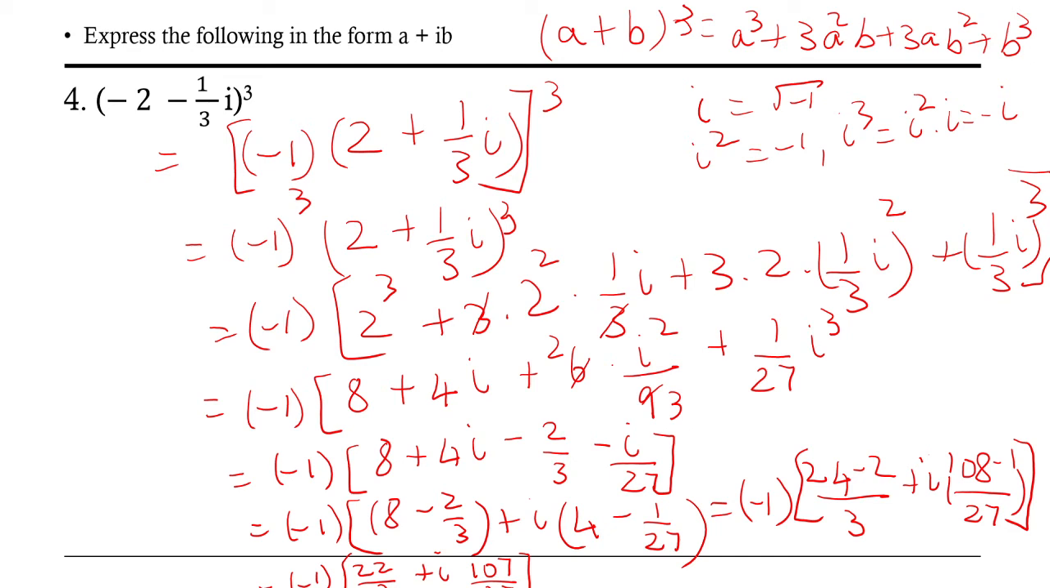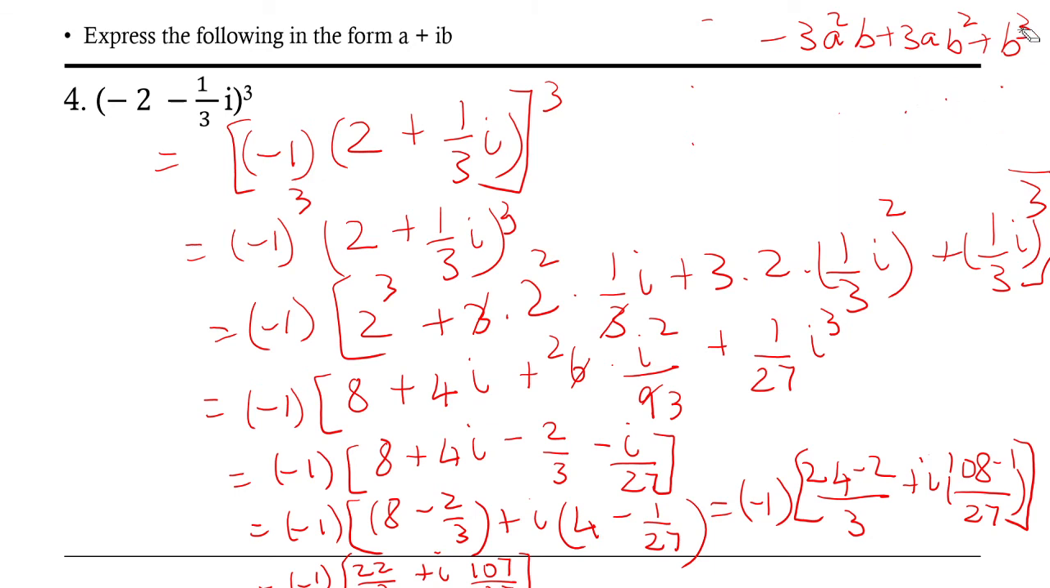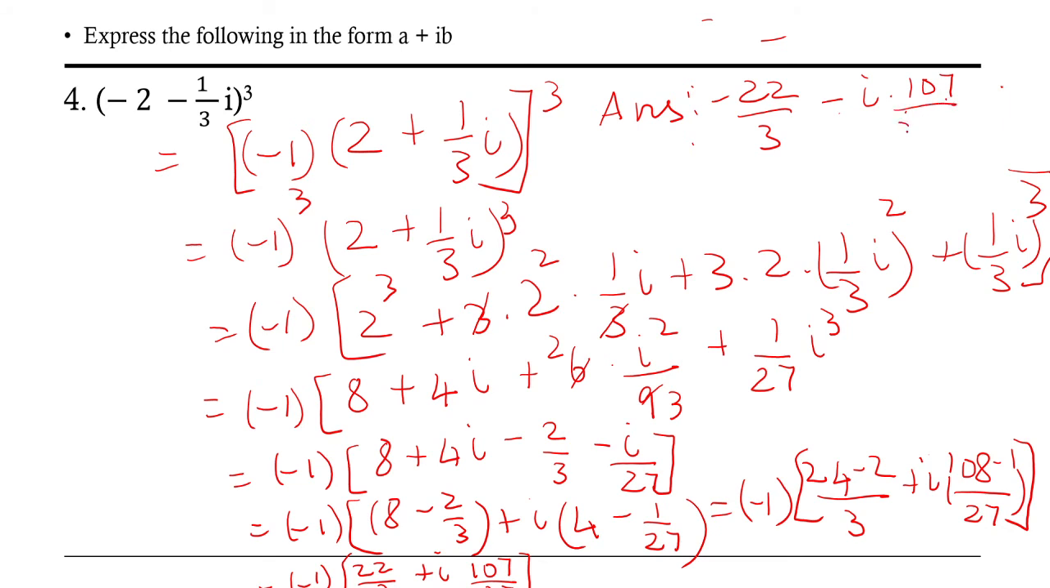So the answer for the given question is -22/3 - i into 107/27. So this is the answer for (-2 - 1/3 i)³.